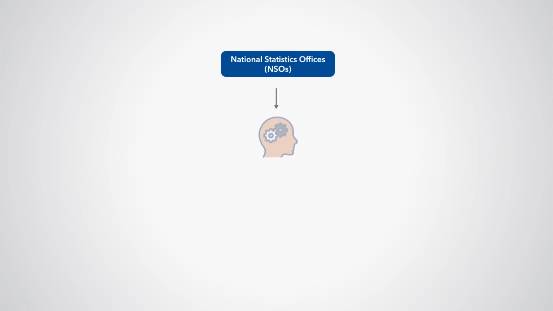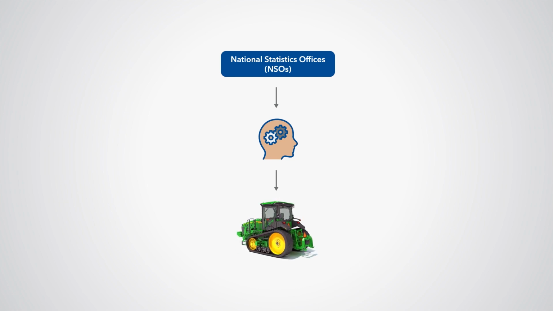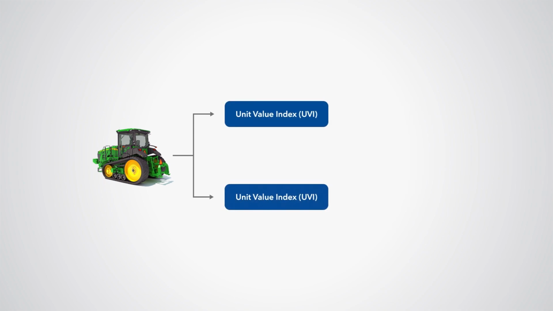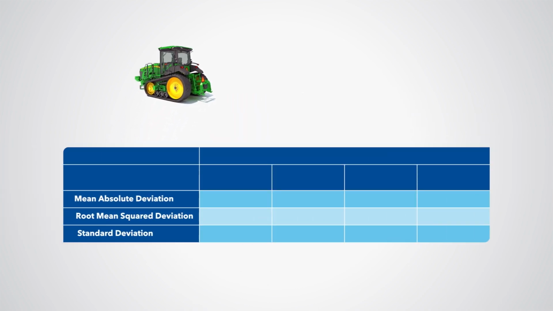NSOs should develop specialist knowledge of the markets and producers, particularly for heavily weighted classifications, to determine the characteristics that could be used to form separate UVIs. These more detailed UVIs should then be tested to determine if they reduce volatility and dispersion. Let's look at an example of track laying tractors.